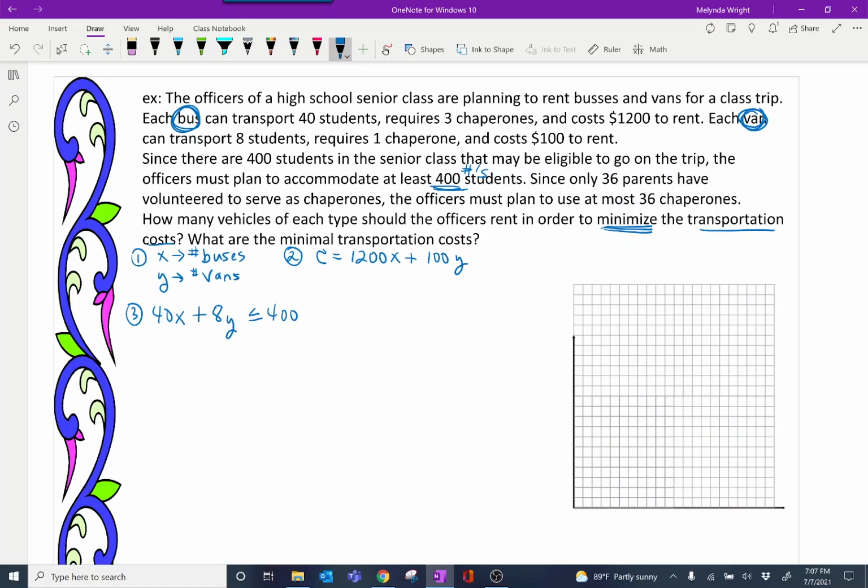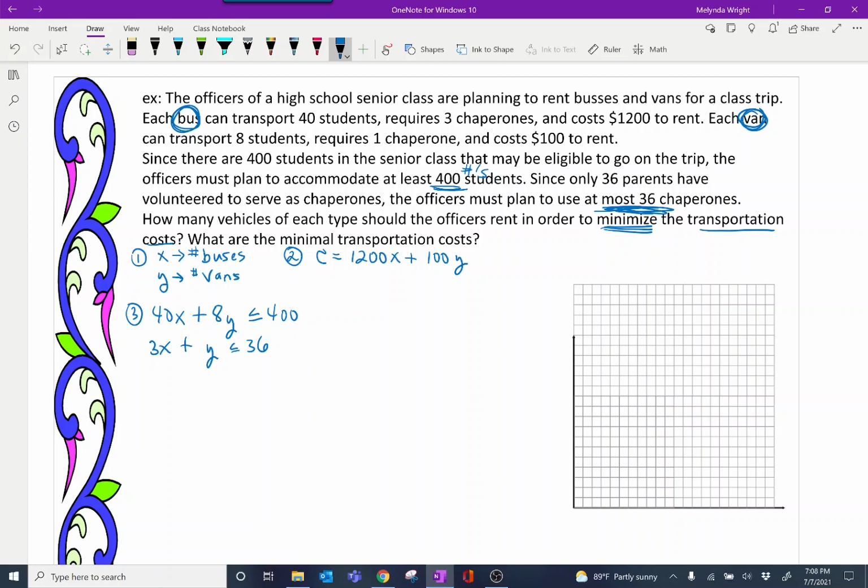What else do we have? We have chaperones. That's a big deal, right? The most chaperones we have is 36. So a bus needs 3 chaperones, so 3x plus, a van needs 1 chaperone, and I can only have 36. That number has to be smaller than or equal to 36. Now, those two equations are kind of tricky to get.